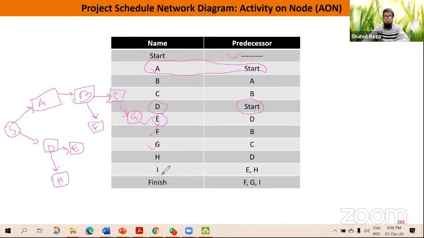I will have two predecessors, E and H. That means where shall I put it? We have to put it here, and we have to draw two arrows, right? E and H. Then we can start I. All right. And let me draw the last one.